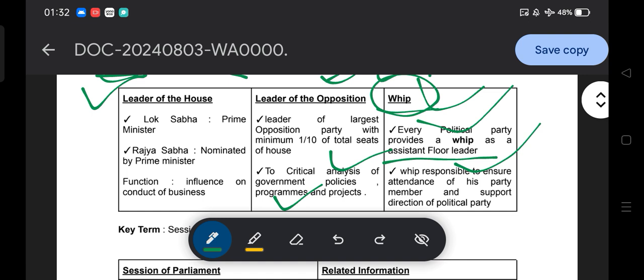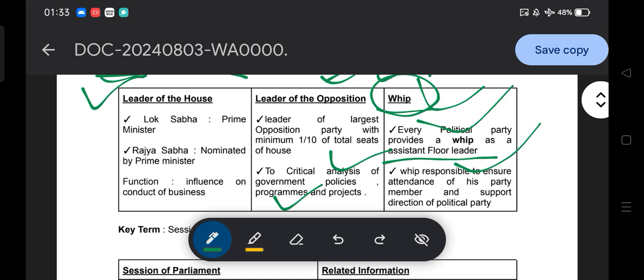Okay, whip means a simple leader, and that leader is responsible to ensure the attendance of the members of the BJD in the legislative assembly. Also, make sure that each and every member follows the direction of the BJD in the legislative assembly, and also ensure that each and every member of the BJD supports any kind of bill which is initiated by the BJD. That is how the whip works.